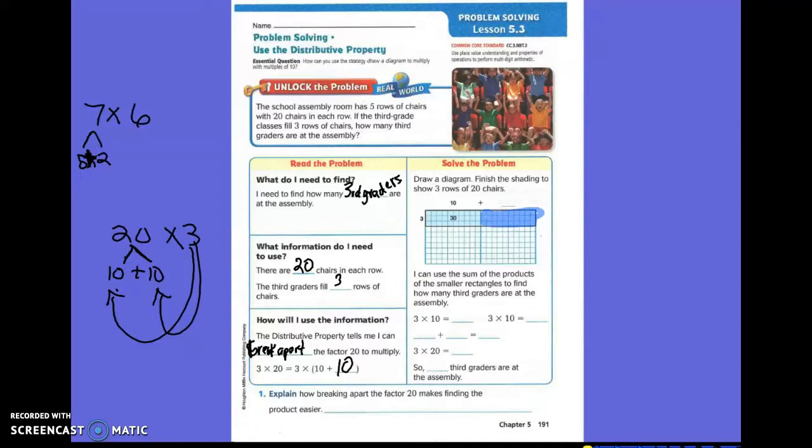Okay, so we finished the shading. We had 3 rows of 10, and we have another 3 rows of what? 10. Okay, I can use the sum of the products of the smaller rectangles to find how many 3rd graders are at the assembly. 3 times 10 equals what? 30. And 3 times 10 again equals what? 30. So then we're going to add the 2 30s together. 30 plus 30 equals 60. So 3 times 20 is 60. So there are how many 3rd graders at the assembly? 60.